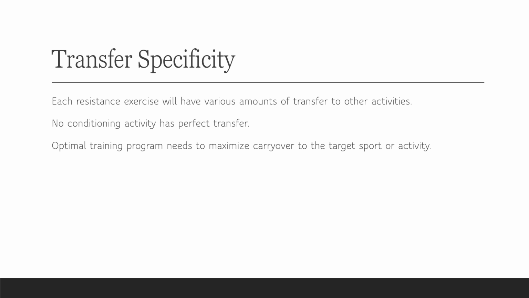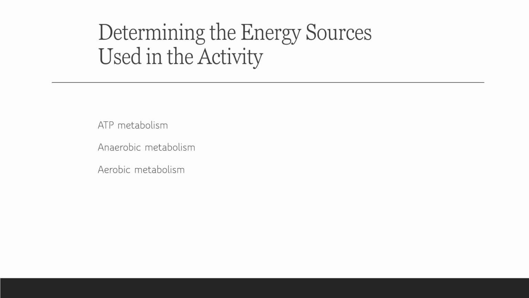Unfortunately, most of the time one cannot use the specific sport or activity as the training stimulus because it is not possible or safe to gain the needed overload on the neuromuscular system. Thus, this is why resistance training is used in the conditioning process. The optimal training program needs to maximize carryover to the sport or activity. Performance of every sport or activity uses a percentage of all three energy sources. The energy sources to be trained have a major impact on the program design.